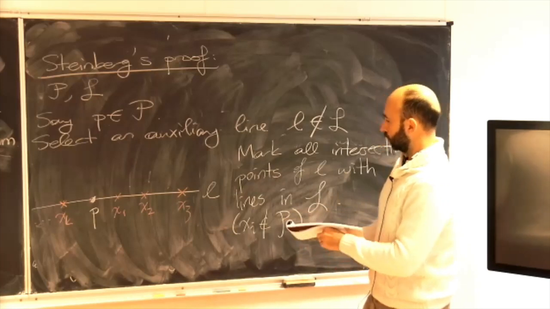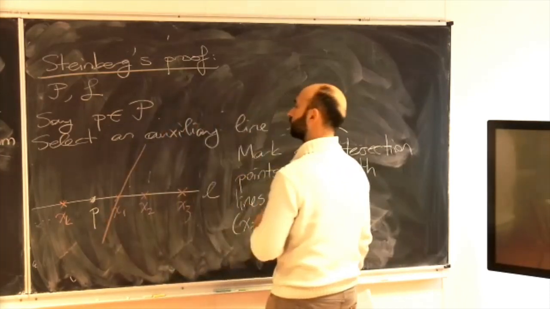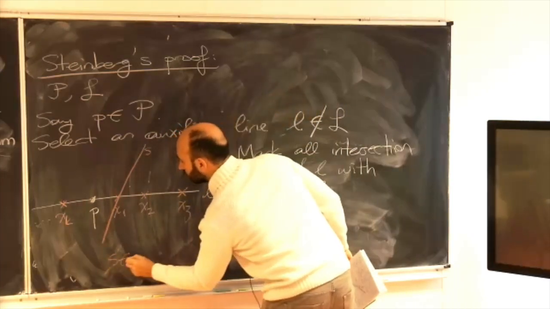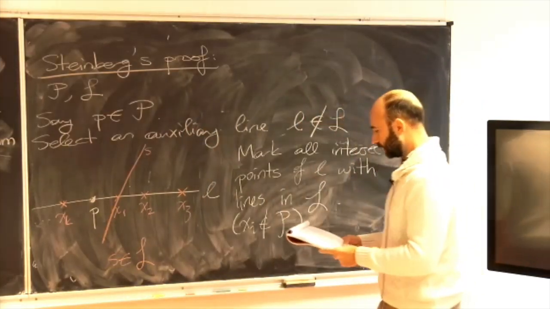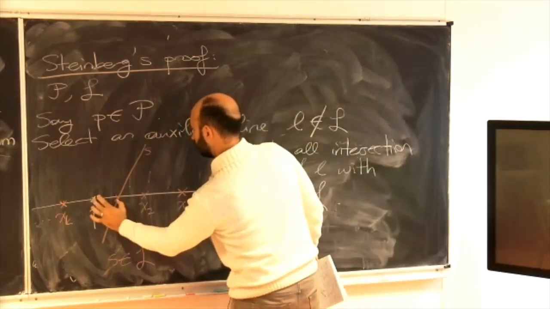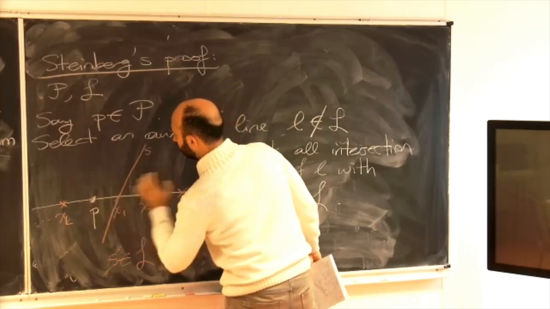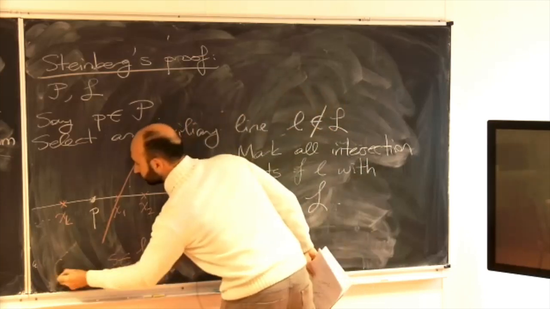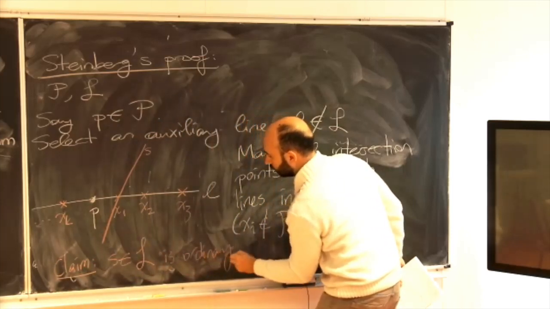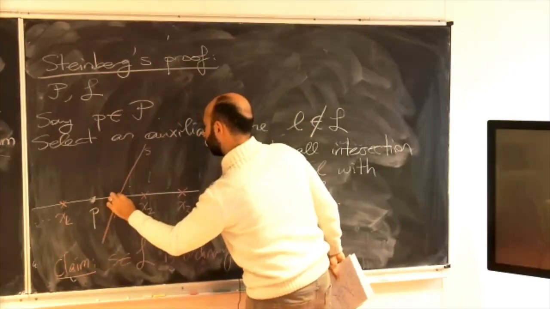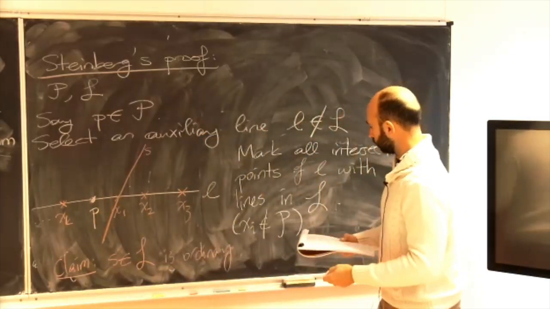Okay, fine. Now, this x1 is an intersection point, so it must come from the intersection of a line S in L with this auxiliary line. And the claim is that this line S, which gives you the closest intersection with P in one direction, must be ordinary. The S is chosen such that there's no other point in between, so that must be ordinary. So how to prove that?